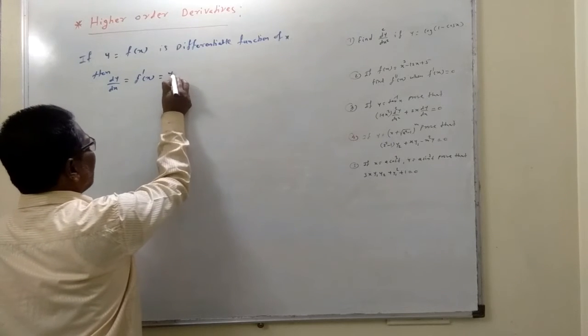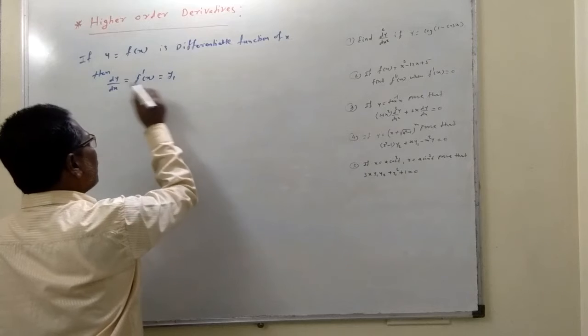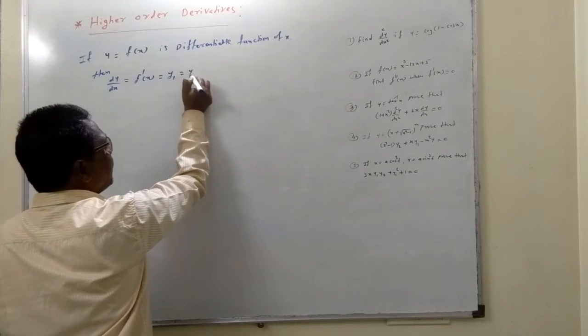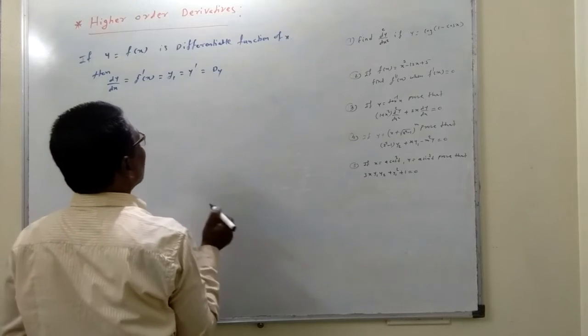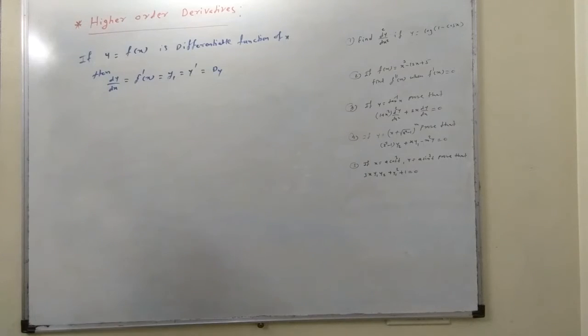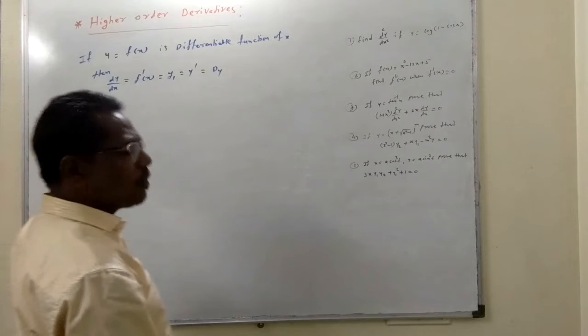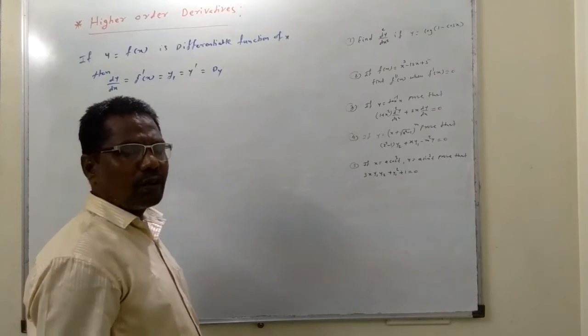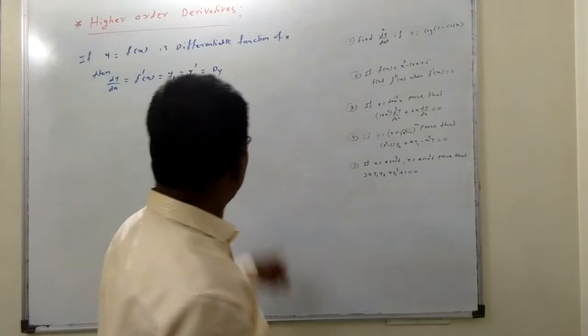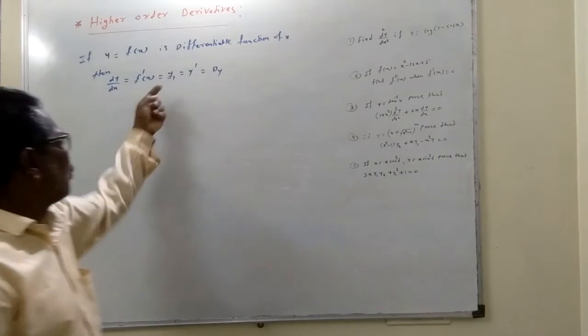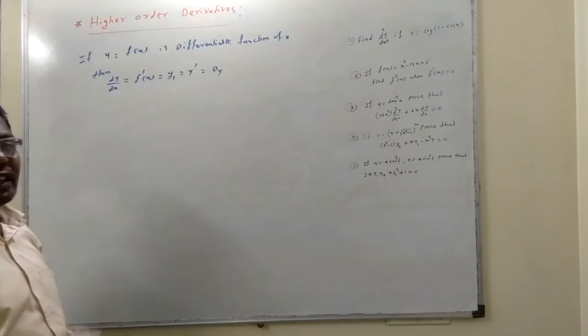Another notation: we can write this as y1. y1 means dy by dx. We can write y dash also, and we can write Dy also. These are the different notations used for derivatives, very useful for higher engineering mathematics study, that is, when you go to degree engineering. All these notations are required there.